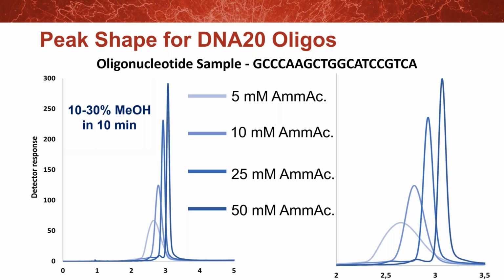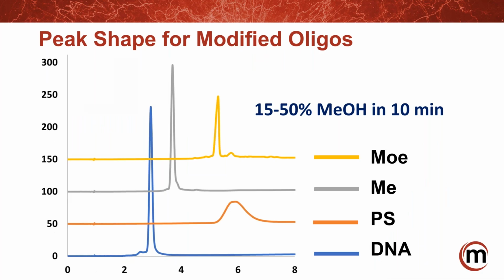But if we want to change to LC-MS, the MS can't really deal with that much salt. So we were looking for this area where we can do LC-UV for the folks that are doing process monitoring and have this ubiquitous method to maybe take it over to LC-MS. When you look at the peak shape for the modified oligos, we had great peak shapes across all the different modifications and at 15 to 50% methanol.